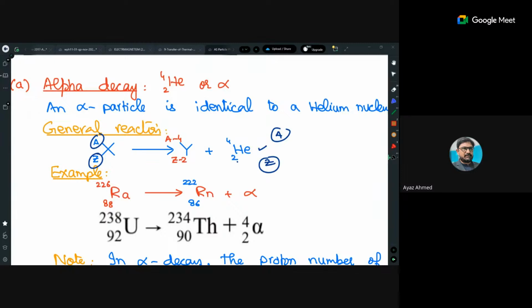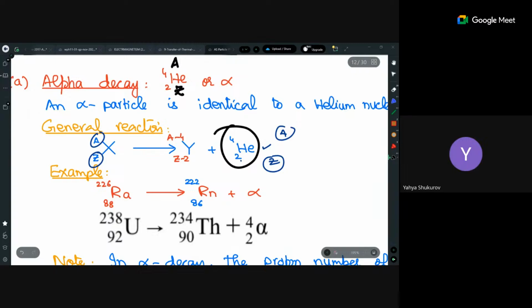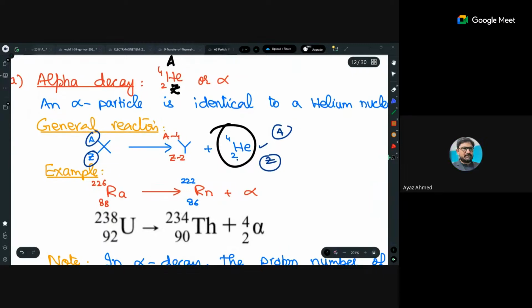An alpha particle has the property that its Z is 2 and A is 4. When it is emitted, the parent nuclei undergoes a change. The general reaction is that Z is decreased by 2 and A is decreased by 4. So for example, if uranium undergoes an alpha decay, what would happen? It is converted into thorium by emitting an alpha particle.